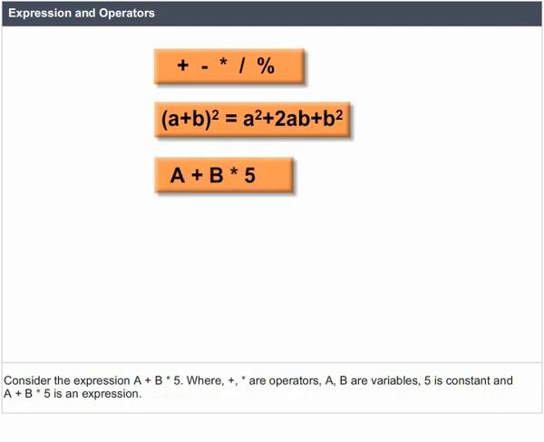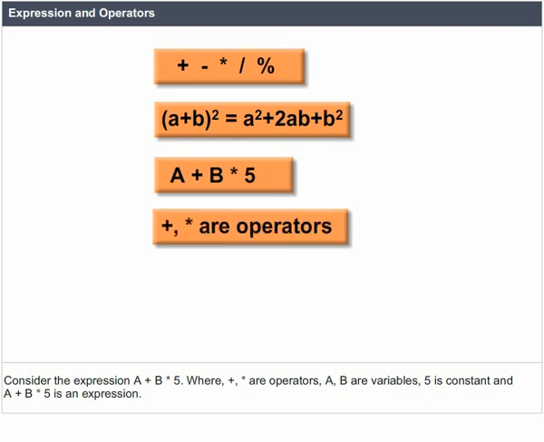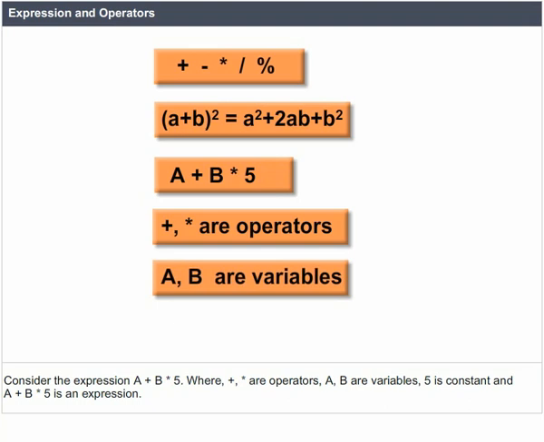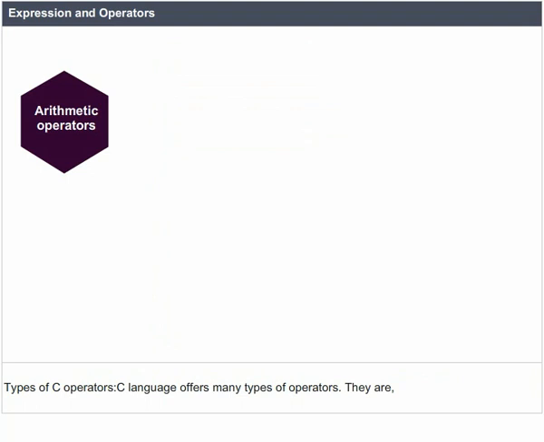Consider the expression a + b * 5, where + and * are operators, a and b are variables, 5 is a constant, and a + b * 5 is an expression. Types of C operators. C language offers many types of operators.